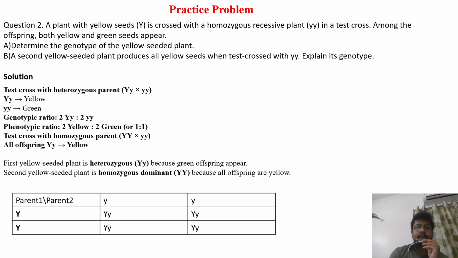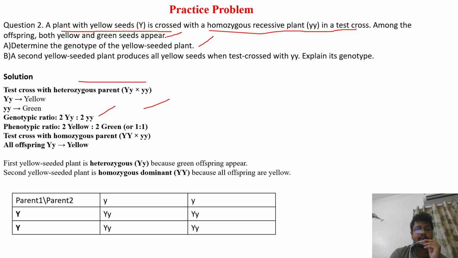Let's practice another question. A plant with yellow seeds is crossed with a homozygous recessive plant in a test cross. Among the offspring, both yellow and green seeds appear. Determine the genotype of the yellow seed plant. Suppose we test cross a heterozygous plant. The genotypic ratio will be 2 capital Y small y to 2 small y small y. The phenotypic ratio will be 1:1.